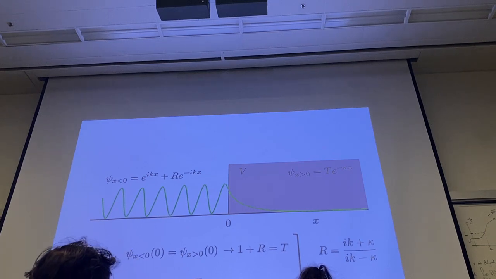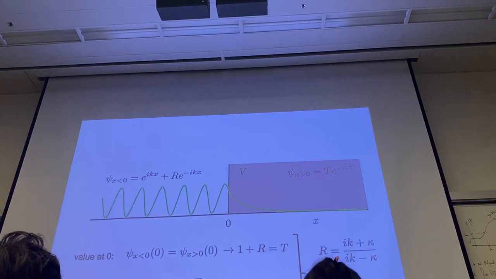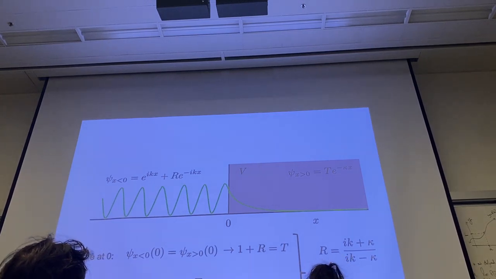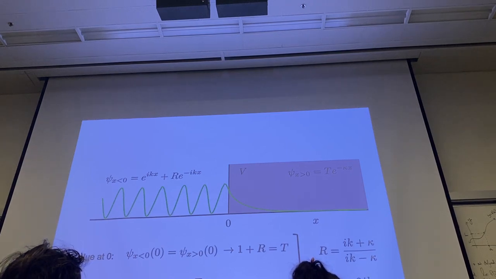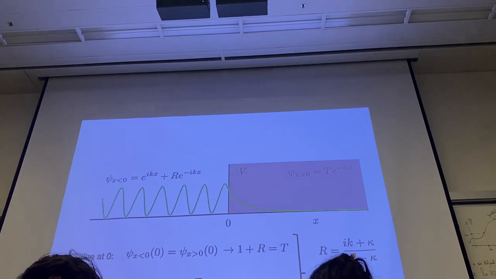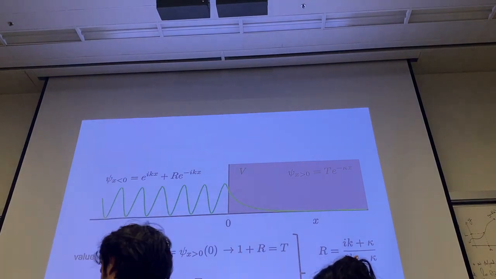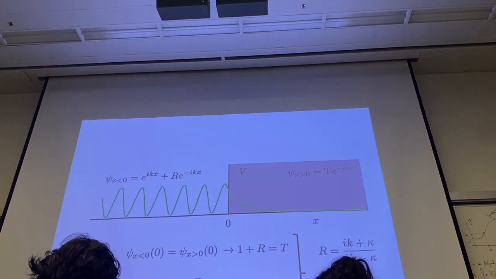What about t? Well, t and r are related, right? So I can just calculate what t is once I know what r is. 1 plus r equals t. And then if you clean up that expression, you can show that t equals this: 2ik over the same denominator, i k minus kappa. The denominator is the same for each, but the numerator is different. Okay, fair enough. We got now an expression for r and an expression for t.